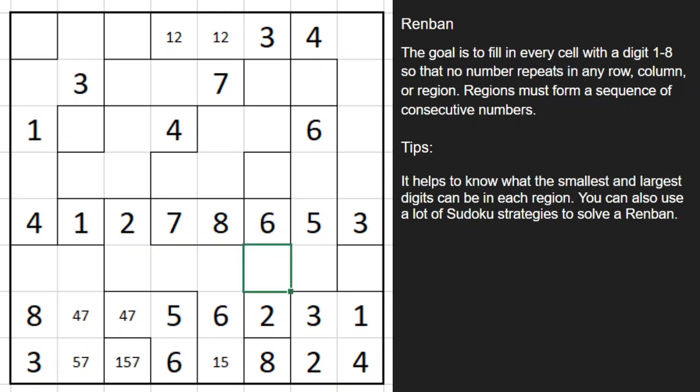So this cell here is either going to be a 5 or a 7 to be sequential with the 6. I don't think we can figure that one quite out yet.